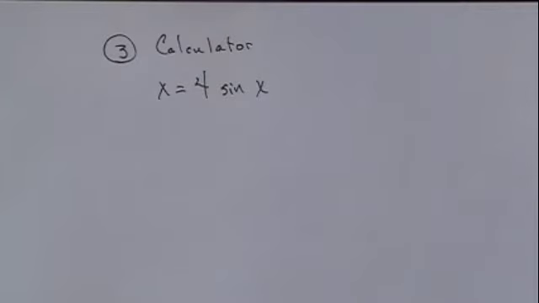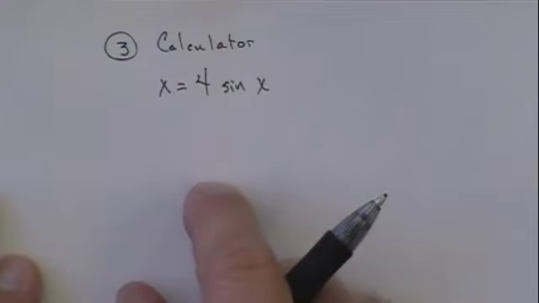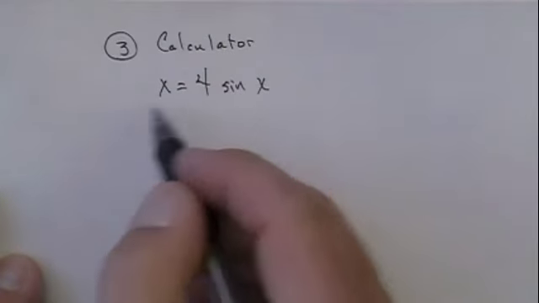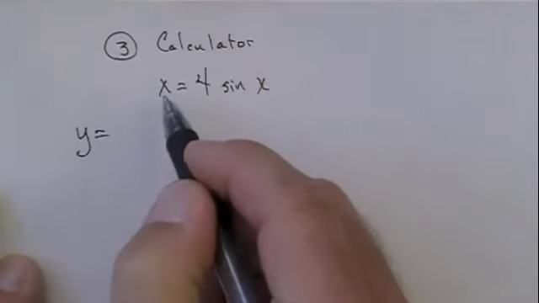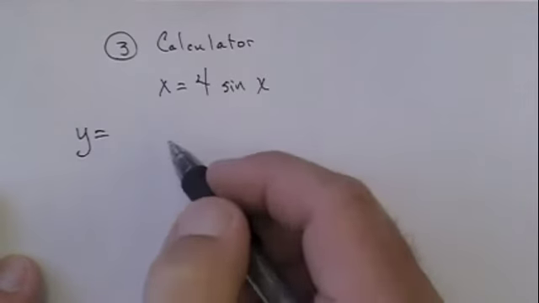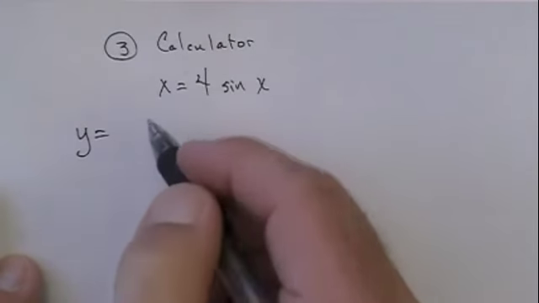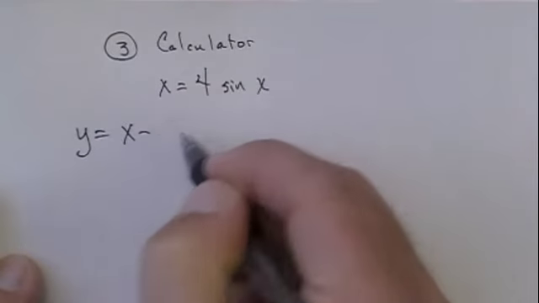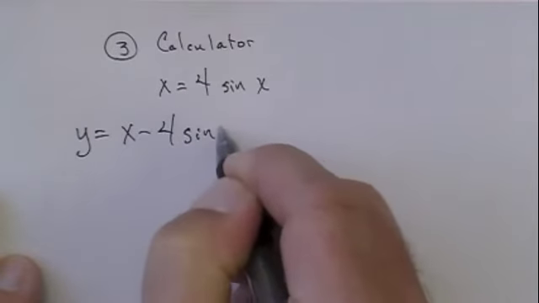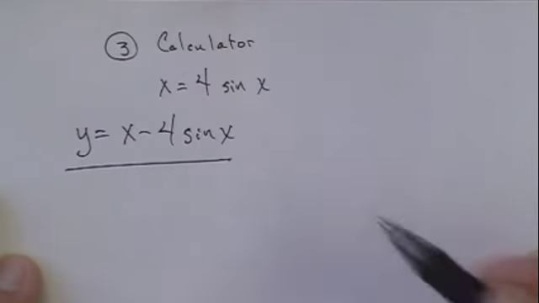In this example, we're going to use our calculator to help us solve this problem. Here we have x is equal to 4 times the sine of x. So we can think of this in two different ways with our calculator. We can either write this as y equals, and then I'm going to put this on one side, so we're going to subtract the 4 sine x over. So we have y is equal to x minus 4 times the sine of x. And we could solve it that way in our calculator.